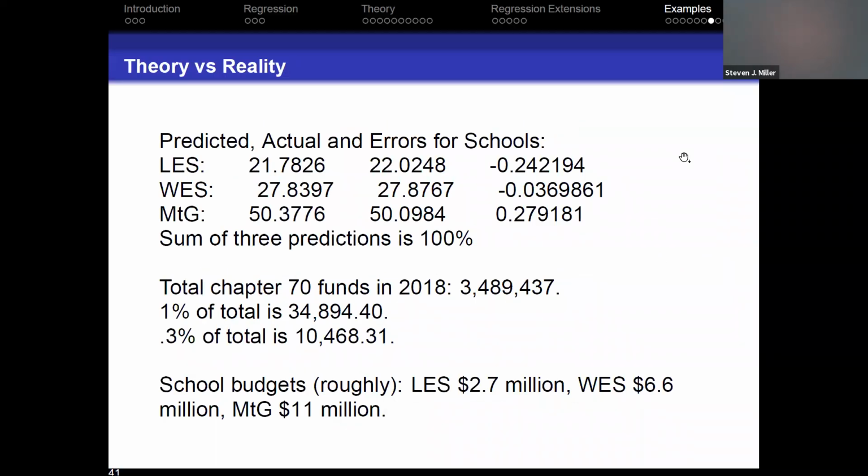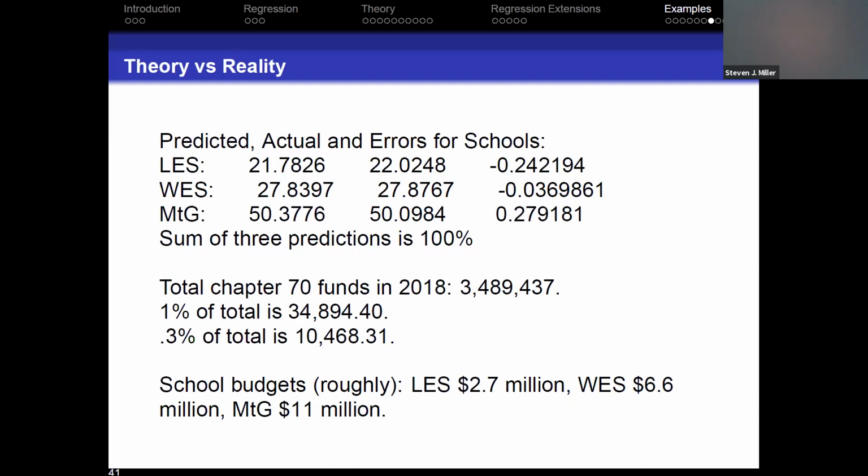And so the actual values, so we ran this before we regionalized, and I gave my predictions for what things should be. And then we saw, here's the predicted assessment, here's what the state actually told us, and here is the difference. So the sum of the predictions is 100%. We're pretty close. The amount we're missing by is about 0.24%, 0.04%, 0.28%. So the total in Chapter 70 funds is about $3.5 million.